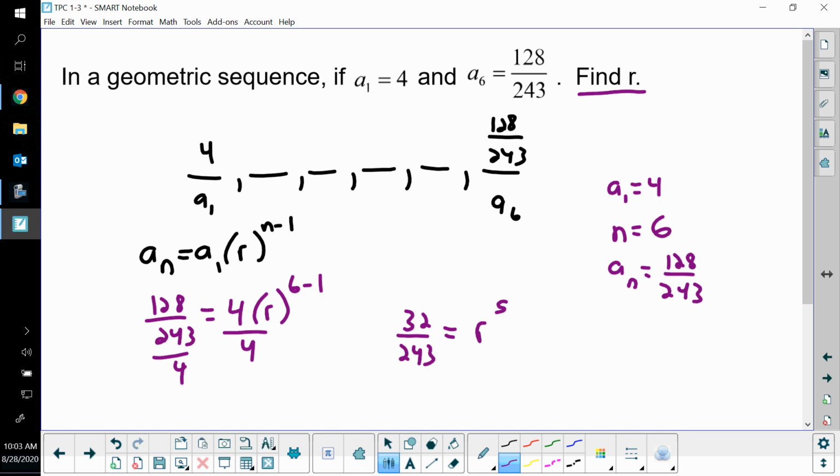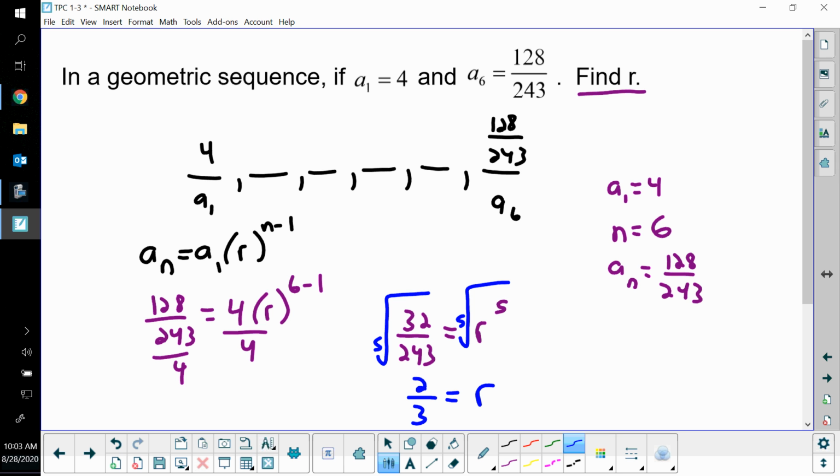Now, you may not be too familiar with how to undo a raised to the 5th. If you were raised to the 2nd, so squared, the opposite of doing that is the square root. So here, we will do the 5th root. On your calculator, if you hit Control and then the caret button, it'll give you a template for a root that you get to fill in what type of root it is. So you would just fill in the 5th root and then put in the 32 over 243, and you would get R is equal to 2/3.